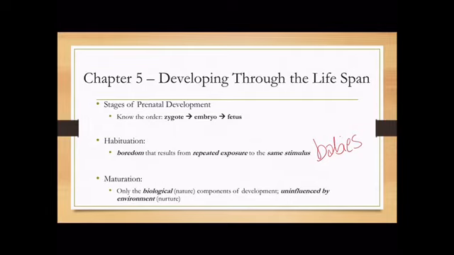And then maturation is all the biological components of development that are not influenced by environment, like the fact that you grow taller each year. That happens biologically to everybody. That's not something that your environment determines. Your environment doesn't determine how tall you grow to be. That's a genetic influence.